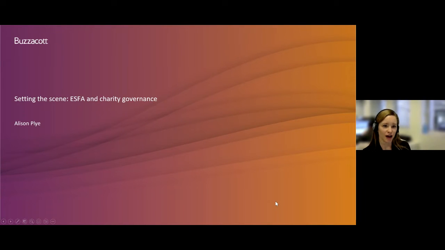Thank you, Hugh. So I'm starting off with some scene setting. What is it that dictates the governance of an Academy Trust? And there are numerous documents here that are relevant from the public sector, from the education sector, and from a charity's perspective as well. So moving on to my first slide.